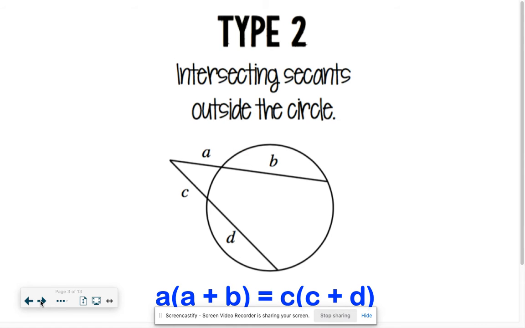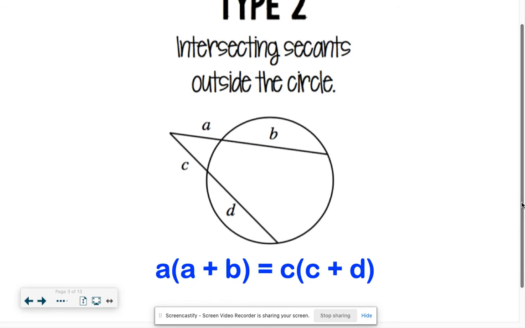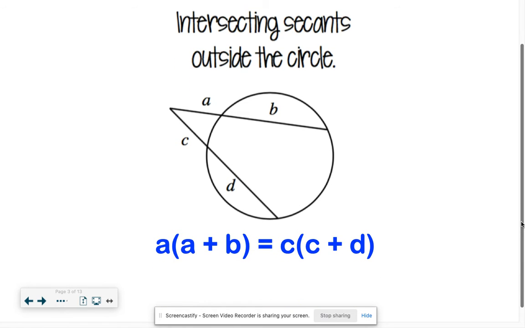Type 2 is when you have two secants that intersect on the outside of the circle. Now things are just getting weird. This is what happens. You're going to take A times the whole segment A plus B, equal to C times your whole segment C plus D. Again, folks, the math itself is not hard. It's just keeping all this stuff straight that is challenging.